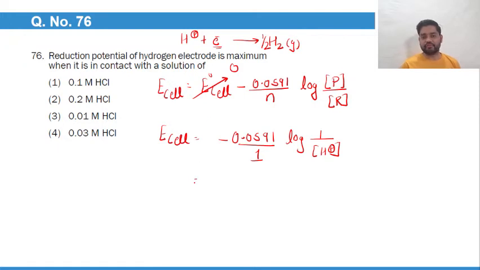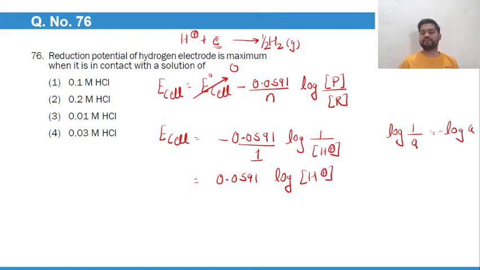This is a negative value. I want to make it positive. So we know that log of 1 by A is equal to negative log of A. So this will be 0.0591 log of concentration of H plus. So I have just converted this. So can I say that EMF of a cell is directly proportional to concentration of H plus ion? So what is the concentration maximum? More the concentration, more will be the reduction potential. So out of all these, the maximum concentration is 0.2 molar. So 76, option number 2 will be the right answer.